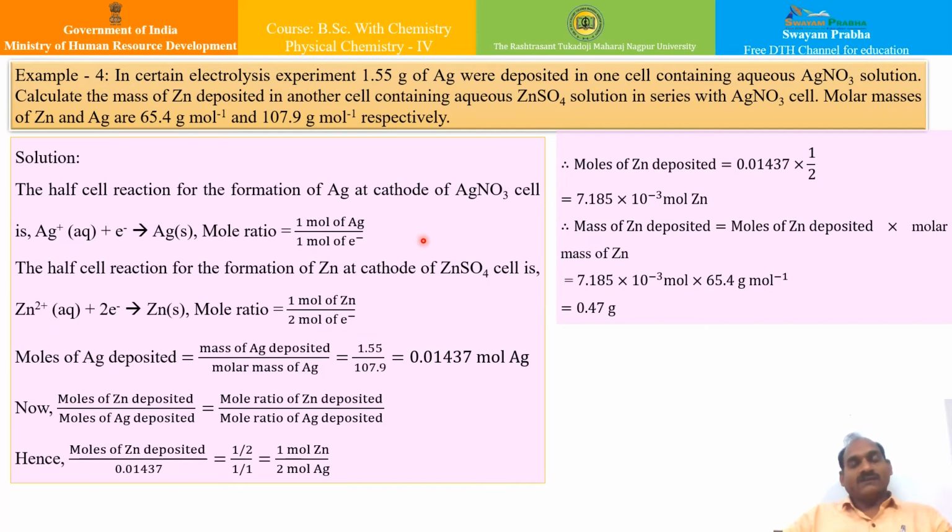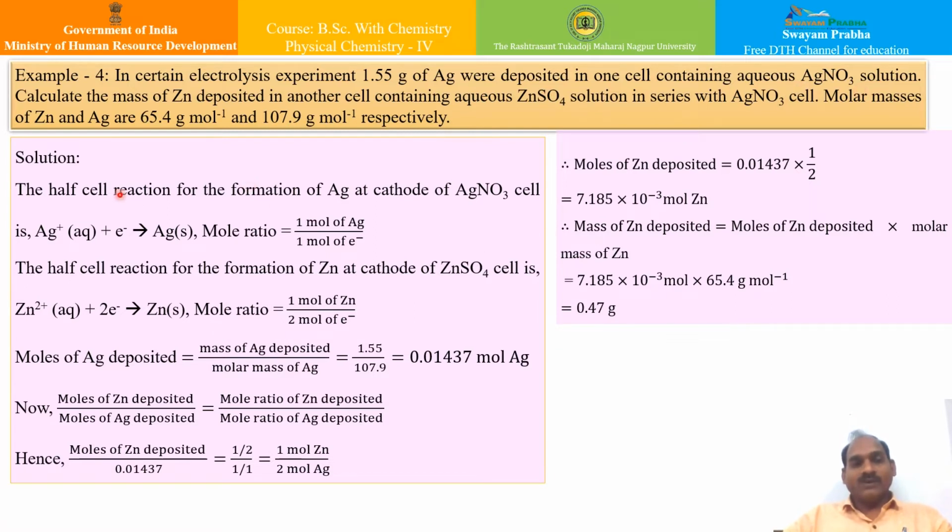So, in continuation with our previous lecture, this particular numerical is on the lines of the second law of electrolysis, or Faraday's second law of electrolysis. Now, what is asked in this numerical? Let us try to understand. In a certain electrolysis experiment, 1.55 grams of silver were deposited in one cell containing aqueous silver nitrate solution.